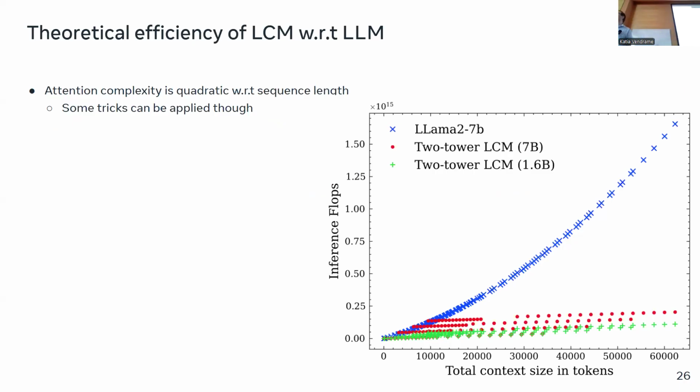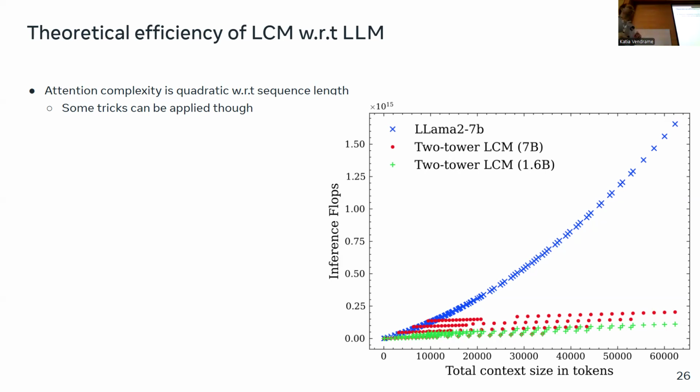So in terms of efficiency, this is the theoretical efficiency of the LCM. Basically here I have the context size in tokens, and you see the number of floating point operations for the LLM reasoning at token level, and what an LCM would provide given different sizes of the LCM.